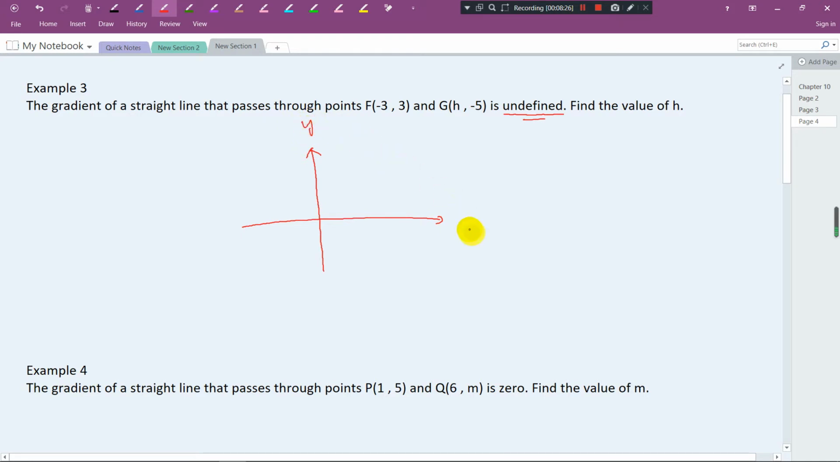Okay, this is y and this is x. Now let me plot this point first. -3, 3, somewhere around here. -3, 3. Okay, so this is the point for F.